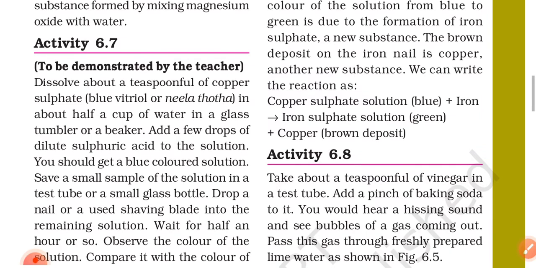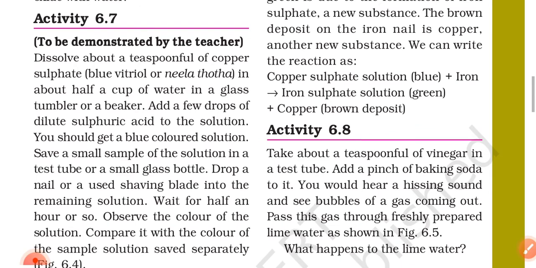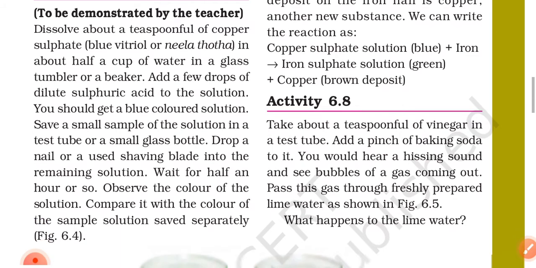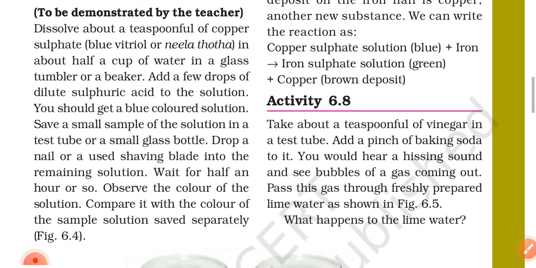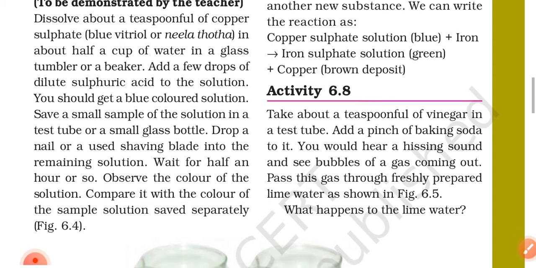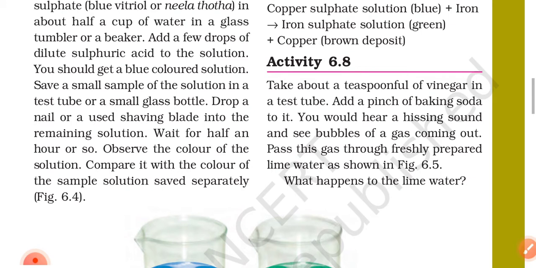Dissolve about a teaspoonful of copper sulfate, blue vitriol or Neela Thotha, in about half a cup of water in a glass tumbler or a beaker. Add a few drops of dilute sulfuric acid to the solution. You should get a blue colored solution. Save a small sample of the solution in a test tube or a small glass bottle. Drop a nail or a used shaving blade into the remaining solution.